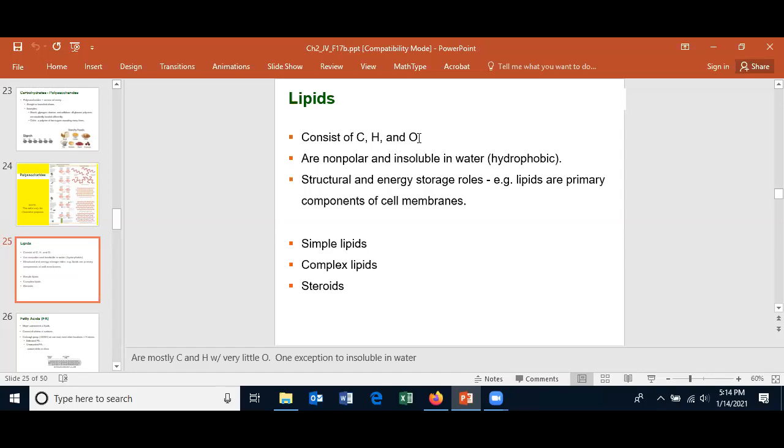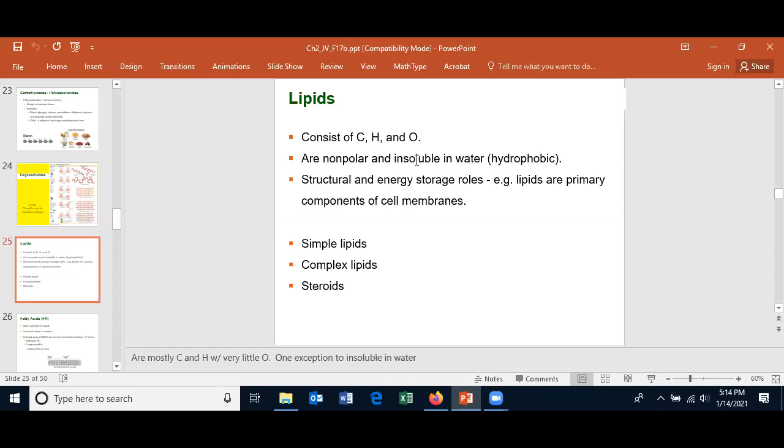Lipids are, most of them, nonpolar and insoluble in water, so we say they are hydrophobic. Literally, that means they fear water. They don't dissolve in water. Now, there is one exception. There is one lipid which is different, and it's actually at least partially polar, and it's hydrophilic, meaning it will dissolve in water. But there's only one exception, and we'll talk about it when we come to it.